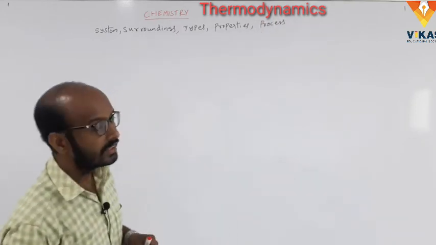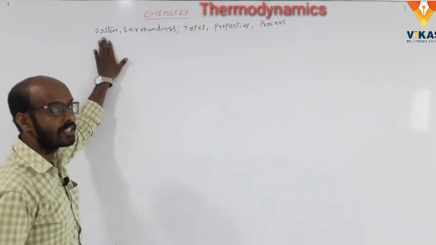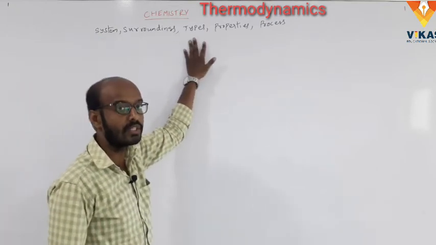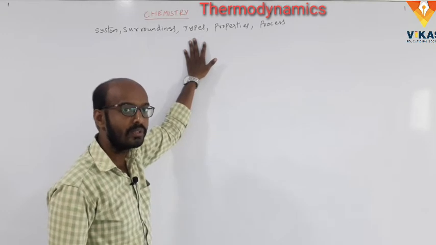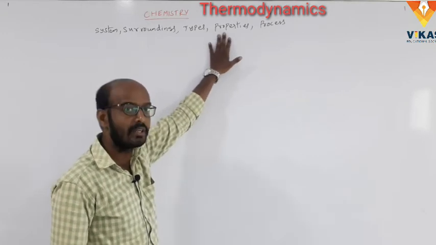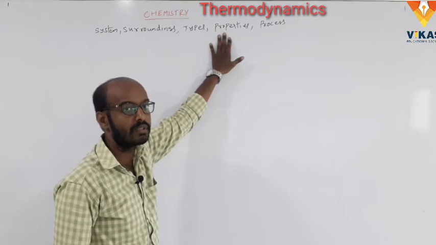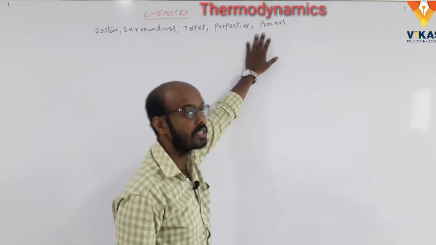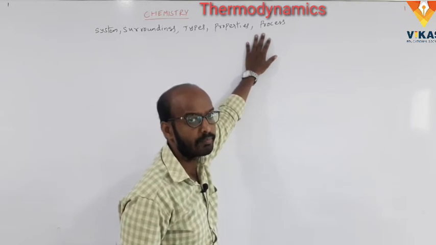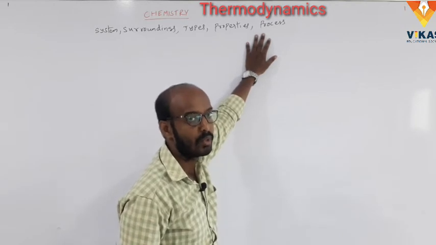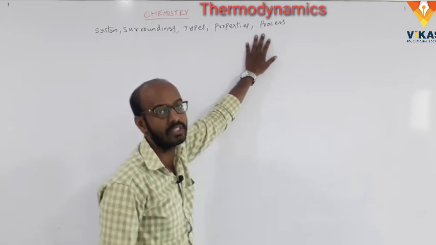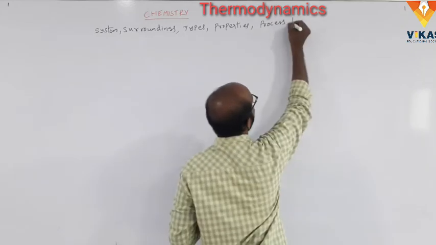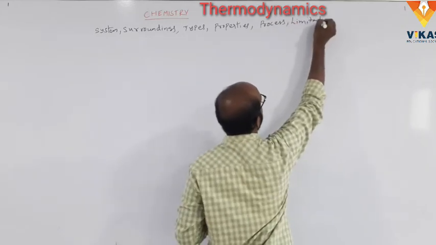Okay, the total three days of class. System and surroundings, the terms involved in system and surroundings. Next one, types of system: open system, closed system, isolated system, homogeneous system, heterogeneous system. And in properties: state functions, state variables, path functions, extensive property, intensive property. And processes: isothermal process, adiabatic process, isobaric process, isochoric process, cyclic process, reversible process and irreversible process. And the last one is the limitations. This is the total class of the last two days.